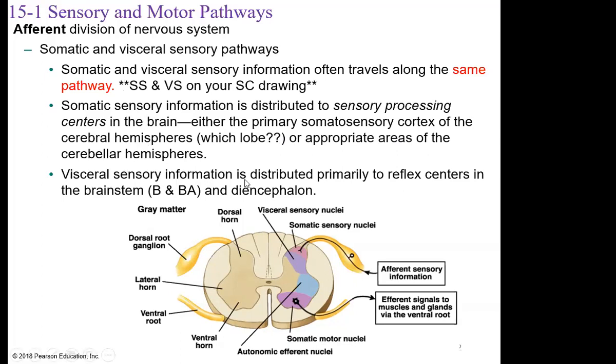And then visceral sensory information is distributed to the reflex centers in the brainstem. Remember, brainstem meaning breathing and being alive. That's what we want to think about with the brainstem. So visceral sensory having to do with digestive, cardiovascular, all of those things, respiratory. That's visceral information, very important for it to go to the reflex centers in the brainstem and or the diencephalon.